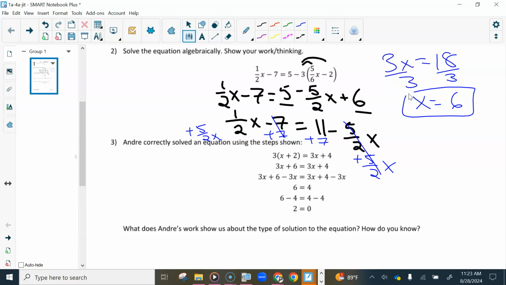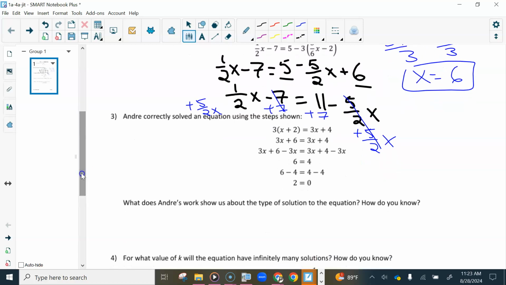Okay. And then number 3, Andre solved this equation. What does Andre's work show us about the type of solution to the equation? What did we get there? What did we say? Erica? I said no. Okay, why? I said no solution because 2 is not equal to 0. Correct. So because of that last line, 2 doesn't equal 0.